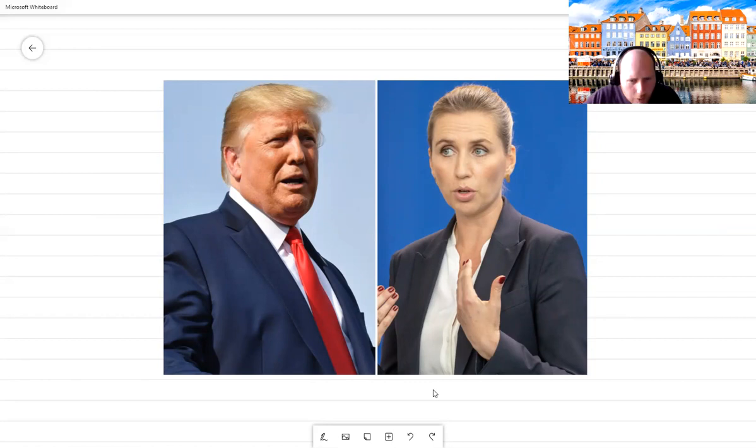How old is the Queen of Denmark? I don't know. Let's see if we can find out, shall we? Now, the reason that they got cross is all to do with Greenland. Donald Trump decided that he would quite like to buy Greenland. This happened last year.